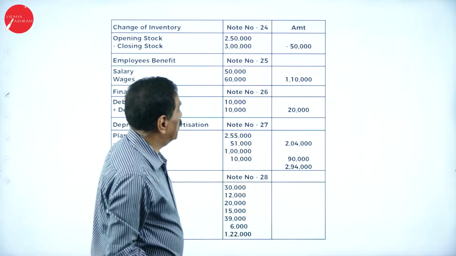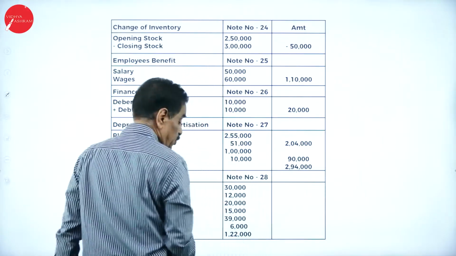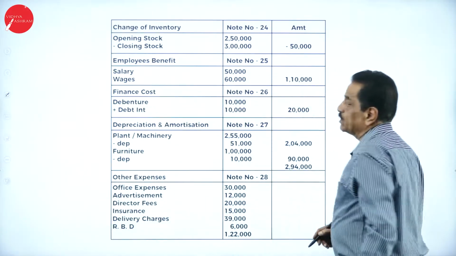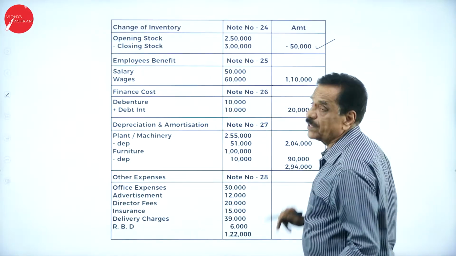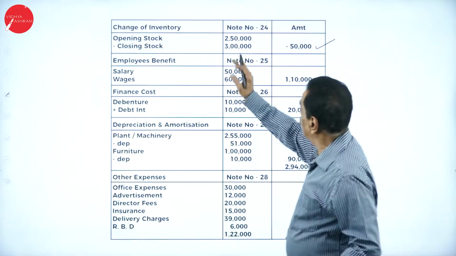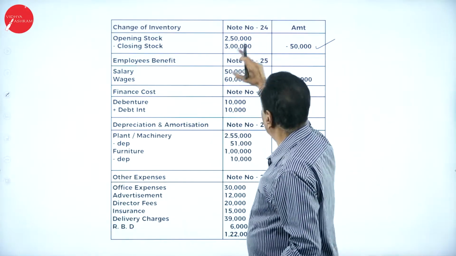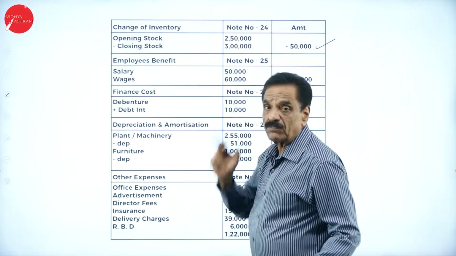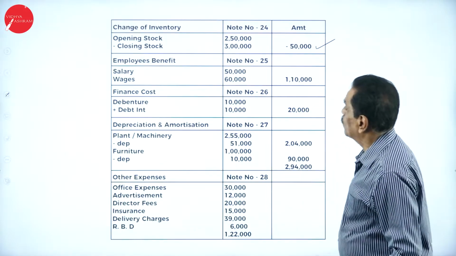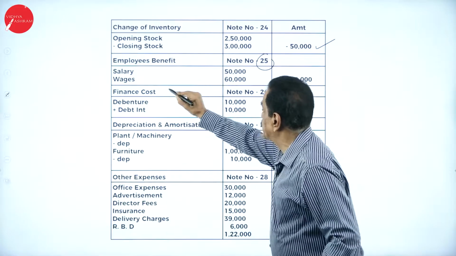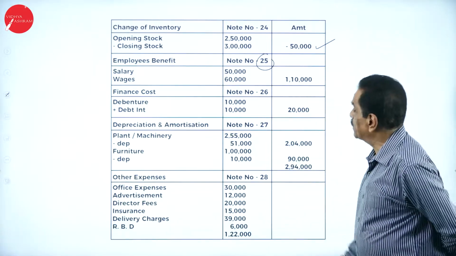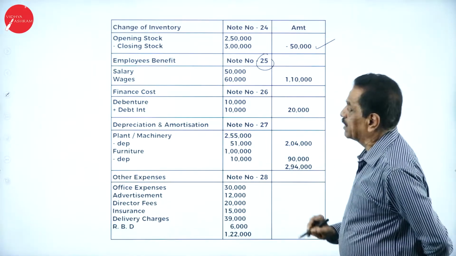If you go with the working note, you understand. See that change of inventory. What is change of inventory? Opening stock minus closing stock, minus 50,000. Don't change it. If the minus figure comes, don't write it the other way around. The format is always opening stock minus closing stock, 50,000. Employees benefit, note number 5. Salary 50,000. Wages 60,000 become 1 lakh 10,000.